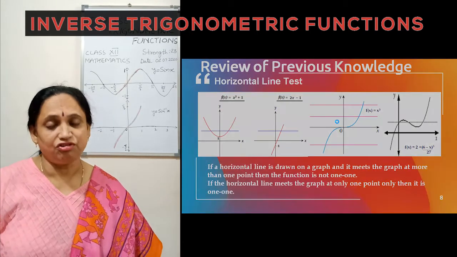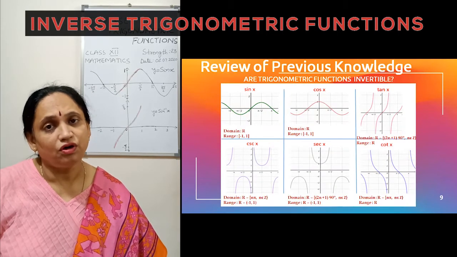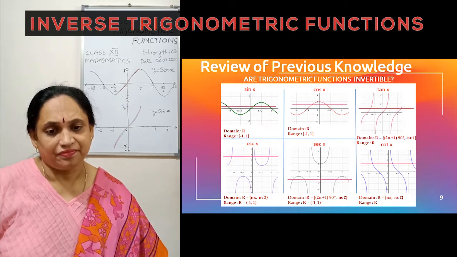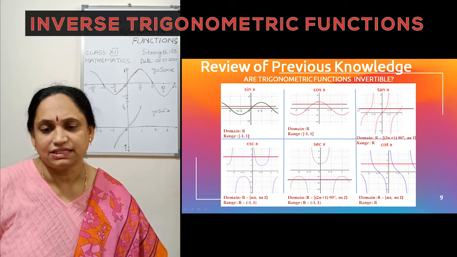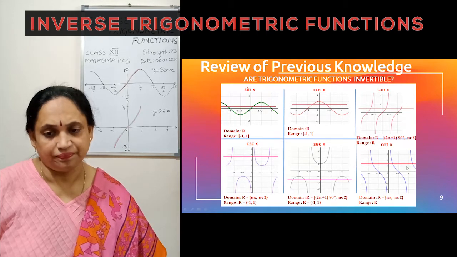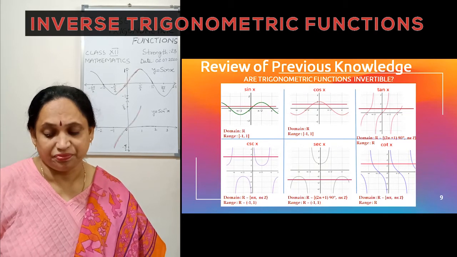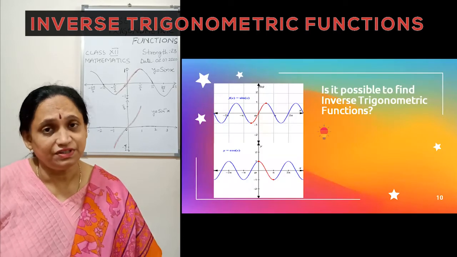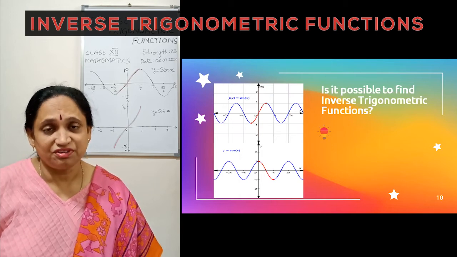Now let us see if the trigonometric functions are 1-1. Let us place this horizontal line on all these graphs of the trigonometric functions. You can see that the horizontal line test is not satisfied by any of the trigonometric functions, and hence trigonometric functions are not invertible. But then, how can we find inverse trigonometric functions? Can we do something to find the inverse trigonometric functions?